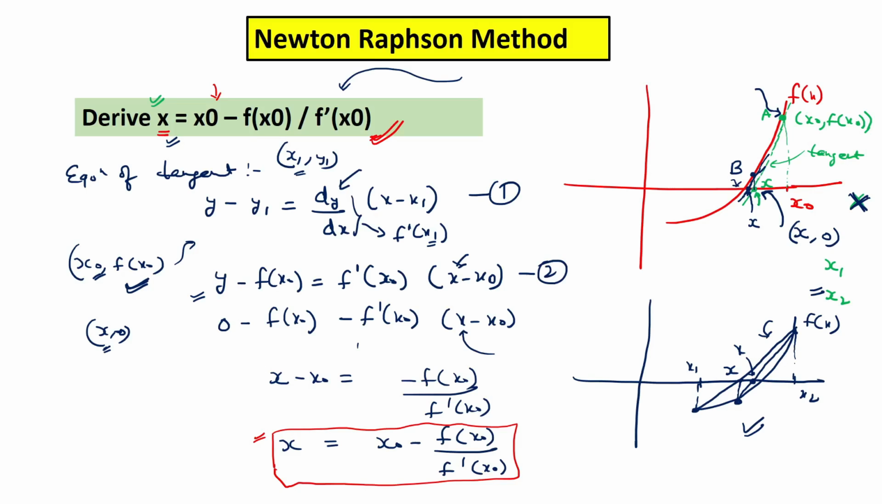So I hope you have understood the Newton Raphson method and how it works on a given function to find the root. You have also understood how we can implement this using a C program.